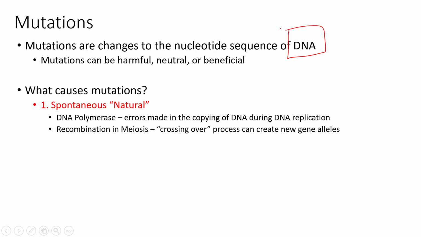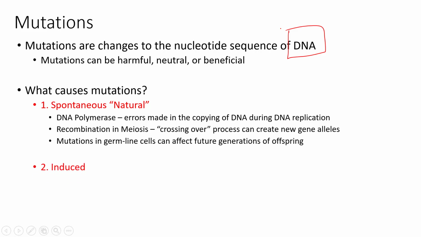There's also a natural process called recombination that occurs in meiosis. We learned about this in the last unit: crossing over between the homologous chromosomes. It creates new alleles, or it can. So these types of mutations, if they occur in germline cells, can affect future generations. Mutations like those with genetic diseases such as Tay-Sachs disease and sickle-cell disease do get passed on to future offspring because they end up in the gamete cells.